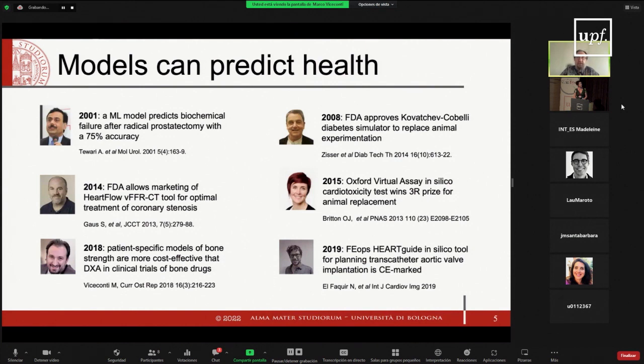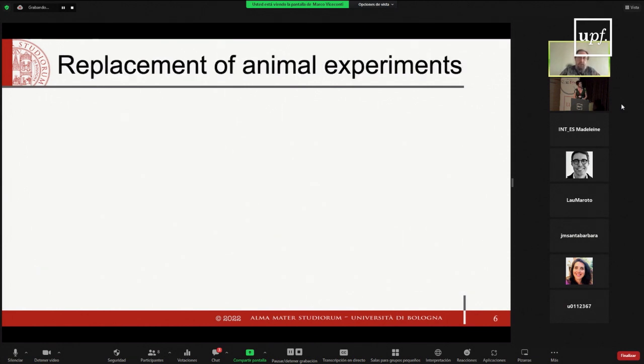Over the years, this idea expanded and became a reality. And now we can say, yes, computer models, mathematical models can predict health. And here there is a list, absolutely partial and incomplete, but it gives you the span from prostatectomy to diabetes to osteoporosis to cardiotoxicity to cardiosurgery and so on.